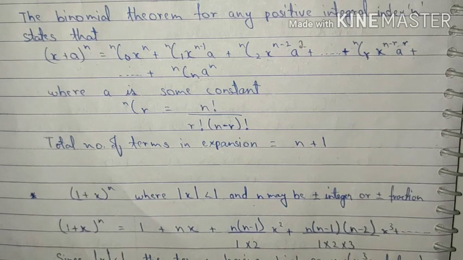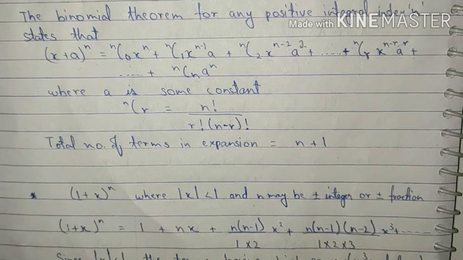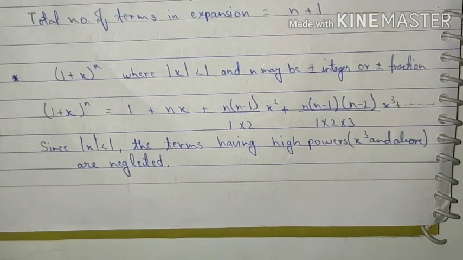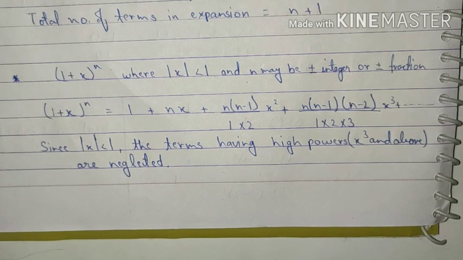One thing to be noted here is that since the value of mod of x is already less than 1, the number of times we keep multiplying it with itself, its value will keep on decreasing, and this is the reason that for the terms having high powers, that is, for the terms which will have values as x cube and above, we neglect those terms.